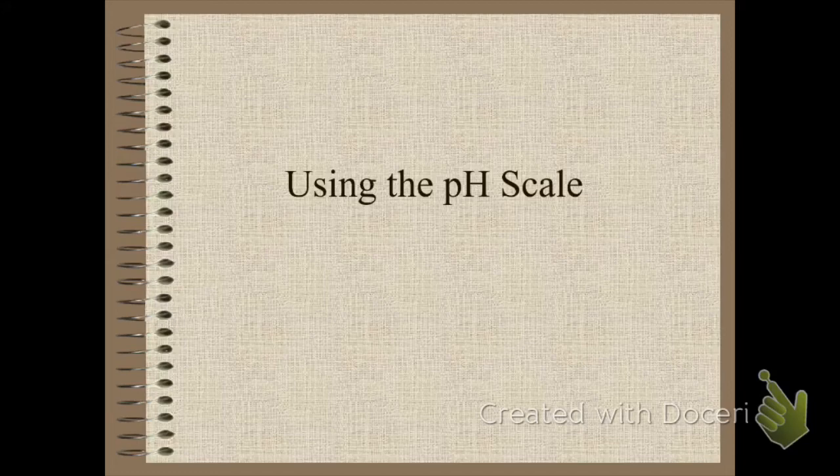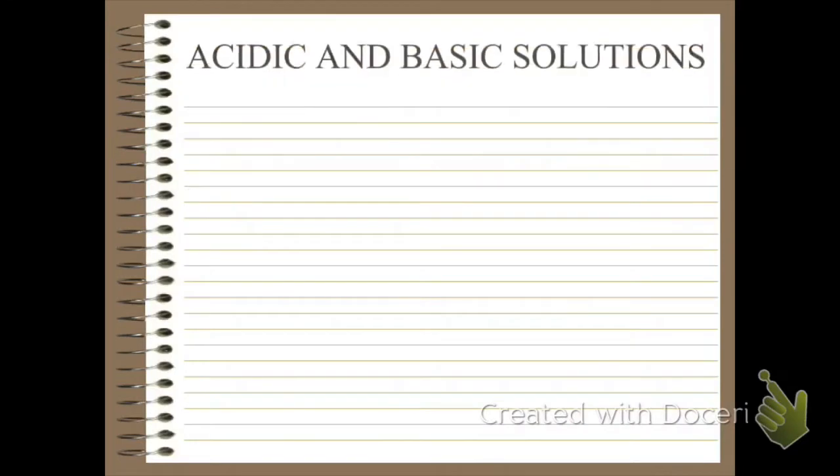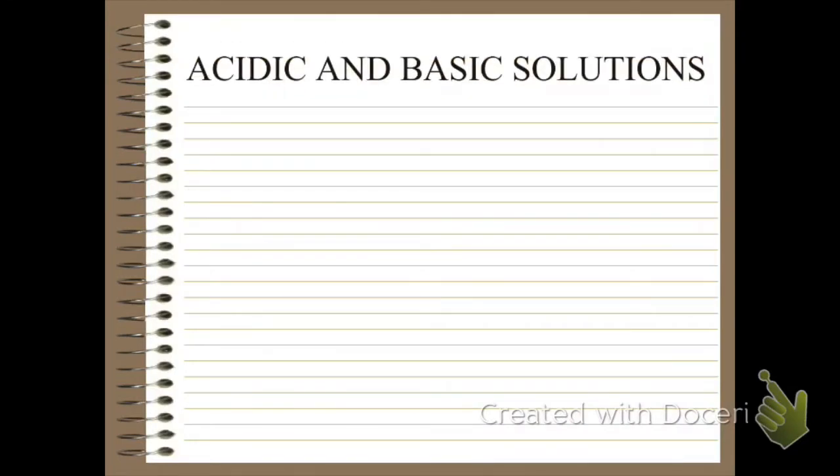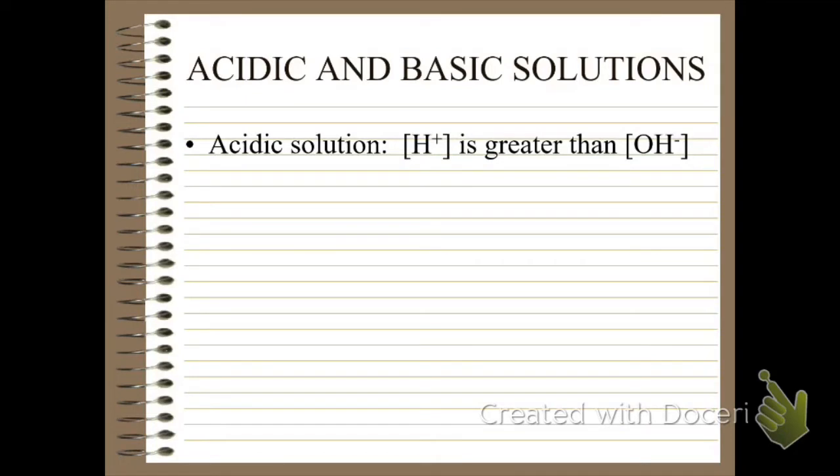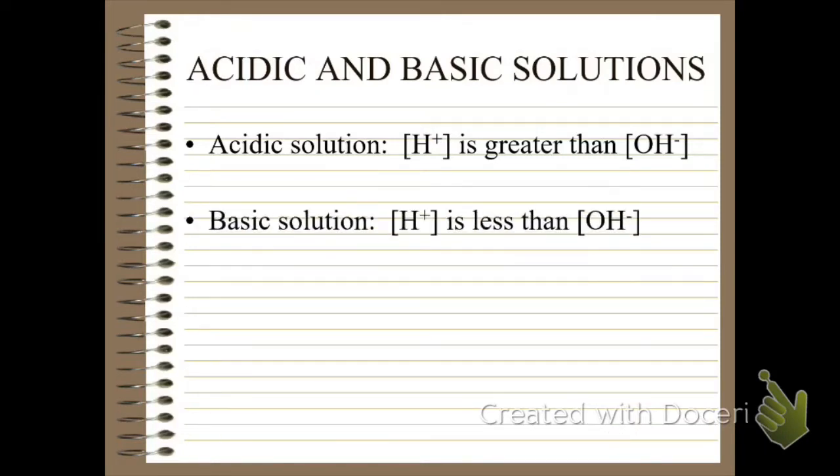Today's lesson is going to look at how we use the pH scale. So first of all, when we're talking about pH, we're referring to the strength of an acid or basic solution. In an acidic solution, it would mean that the hydrogen ions are greater than the hydroxide ion concentration. A basic solution, we would have the reverse. The hydrogen ions would be less than the hydroxides, or we could say the hydroxides are greater.